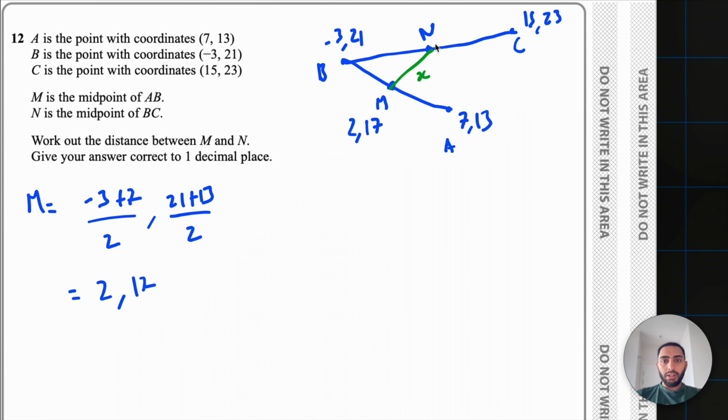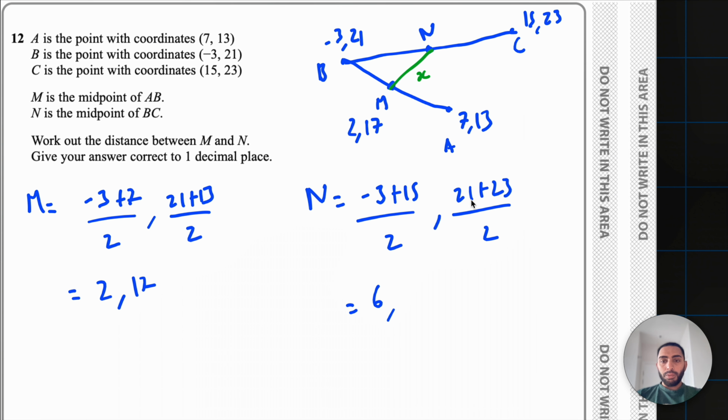Let's do the same thing for N. So we're working out N. We're going to do the x coordinates, add them together, divide by 2. Negative 3 add 15 divided by 2. And 21 add 23 divided by 2. That would be 12 divided by 2, which is 6. That would be 44 divided by 2, which is 22. This coordinate is 6, 22.